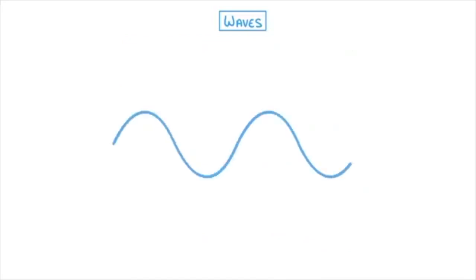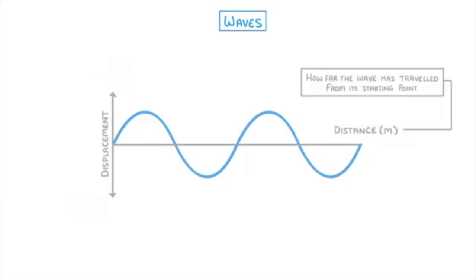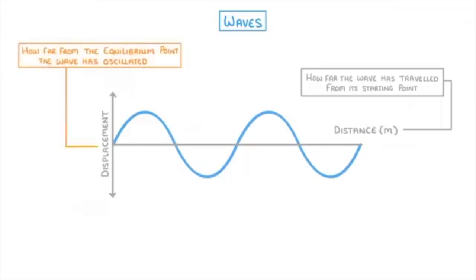To travel from one place to another, the waves vibrate or oscillate, as we can see in this displacement distance graph. The distance is how far the wave has traveled from the starting point, while the displacement is how far from the equilibrium point the wave has oscillated. So how far it's gone up or down.